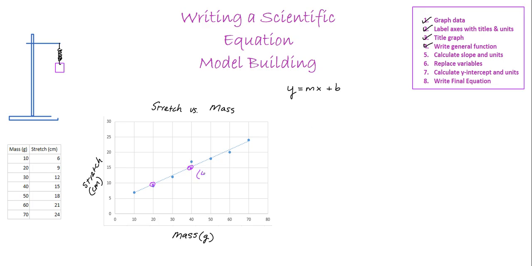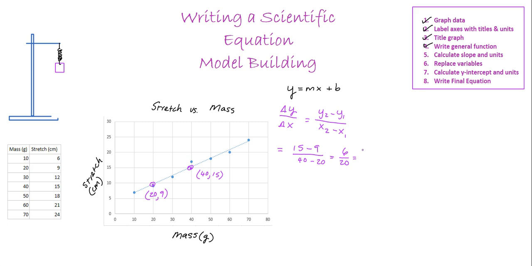So this point looks like it's about (40, 15), and this one looks like it's (20, just below 10), so maybe you'll put 9. So over here I'm going to calculate the change in the vertical variable over the change in the horizontal variable. So it's just a case of finding the difference for how much it changed. Alright, so let's do that. So we have (15 - 9) over (40 - 20). That's going to give me 6 over 20.